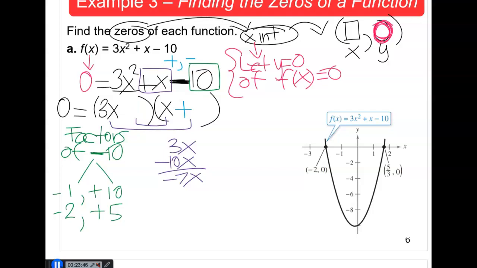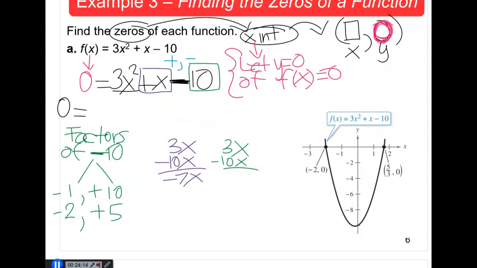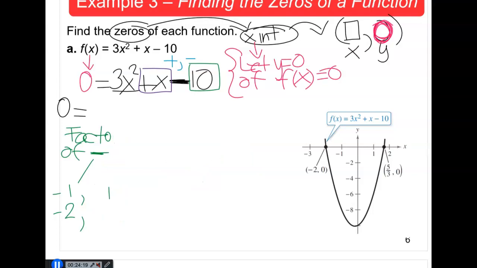Okay, I just realized something. Let's place the 10 here and the 1 here. And so if I do that, it will be 3x times 1, that will be 3x. And then negative 10 times x is negative 10x. I feel like I already did this one. Yes, it was the other way. Anyways, it seems like I will not be able to factor it. And I'll tell you how I know that.